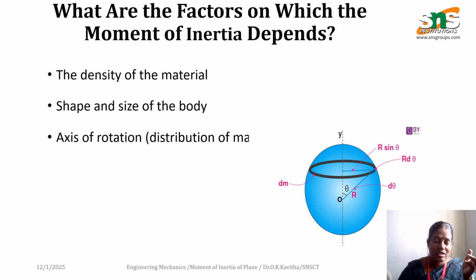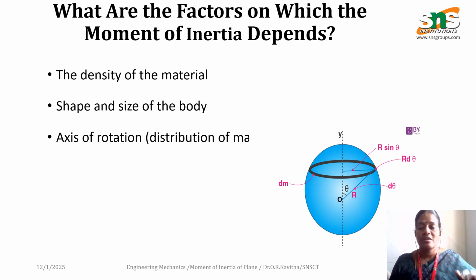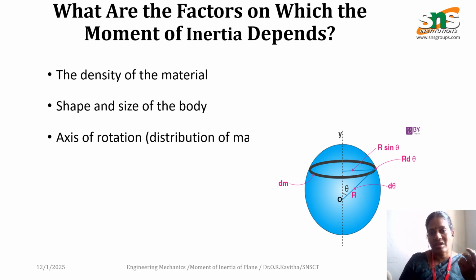Then also the shape and size. If it is a regular shape, there won't be any problem. If it is an irregular shape, we have to split the whole structure into regular shapes, calculate the centroid first, and then find the moment of inertia. Also very important is the axis of rotation, that is, about which axis the rotation is happening. Since the definition itself says it is resistance to rotation, it matters whether the body rotates about the x-axis or y-axis. So the axis of rotation is an important factor which changes the moment of inertia.